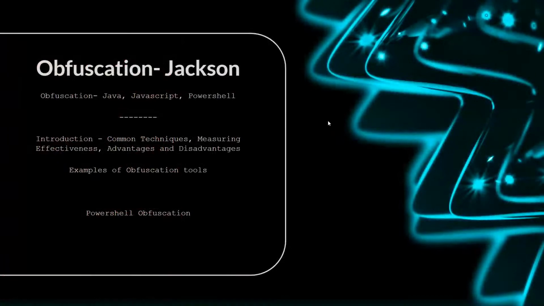All right, so now we're going to start getting into the really juicy stuff, which is obfuscation techniques. This will be presented by Jackson and myself. Pretty much we're going to be covering it in Java, Python. Well, actually, we won't be covering Java. We'll be substituting that with Python, JavaScript, and PowerShell. We'll be talking about common techniques, measuring effectiveness, advantages and disadvantages, examples of obfuscation tools, and we'll also be talking about PowerShell obfuscation, and then we will be moving on to Python obfuscation.